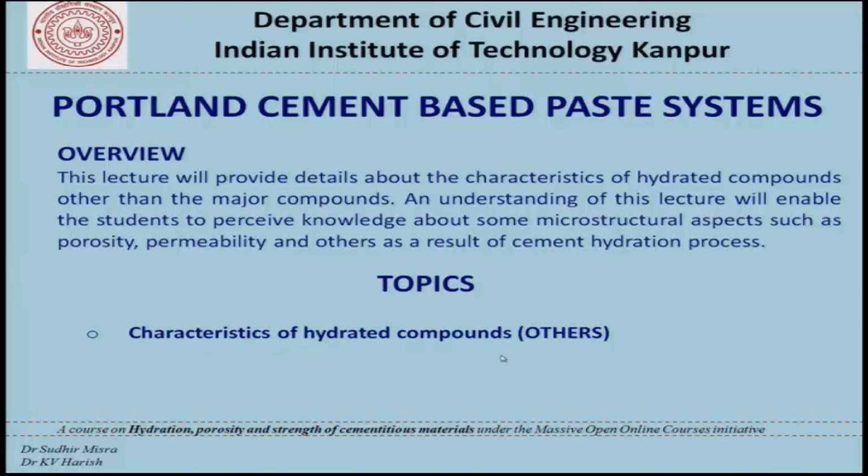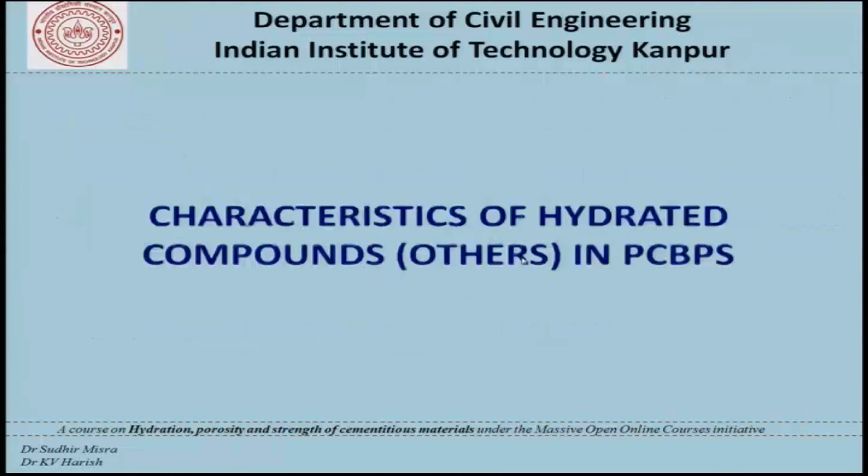Remember that in the previous lecture, we dealt with major compounds like calcium silicate hydrate, calcium hydroxide, ettringite and monosulfoaluminates, and we will see the other important things in hydrated compounds. This lecture will provide details about the characteristics of hydrated compounds other than the major compounds. An understanding of this lecture will enable the students to perceive knowledge about some microstructural aspects such as porosity, permeability and others as a result of the cement hydration process.